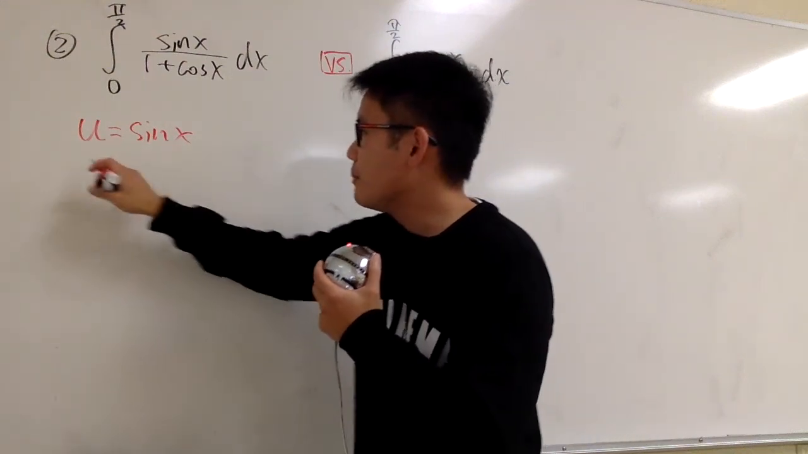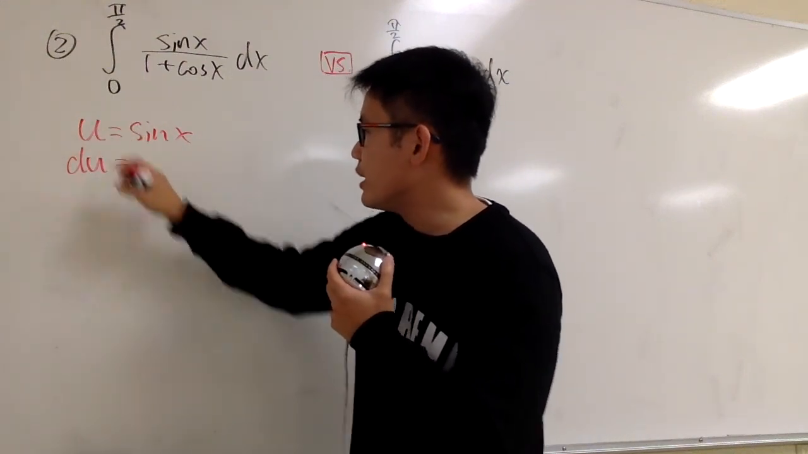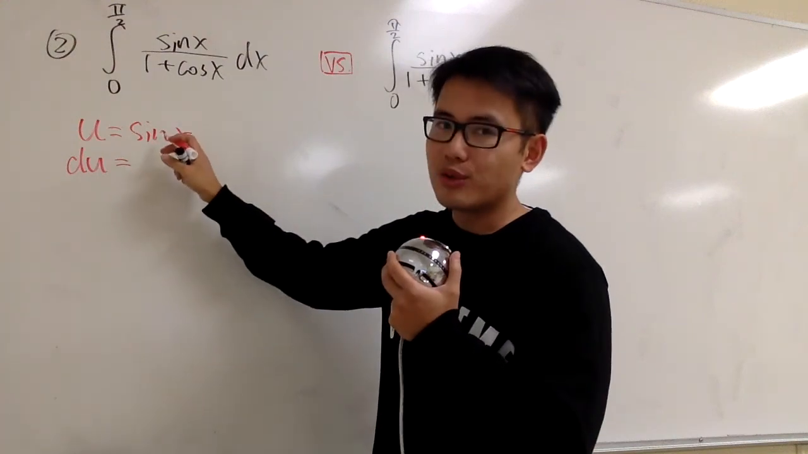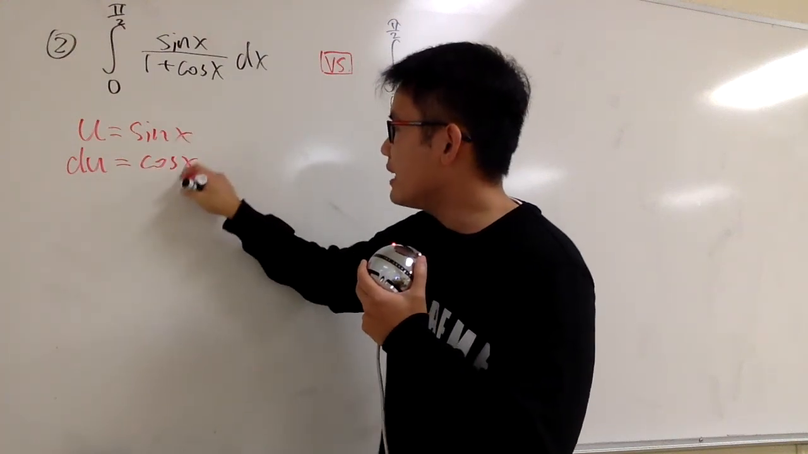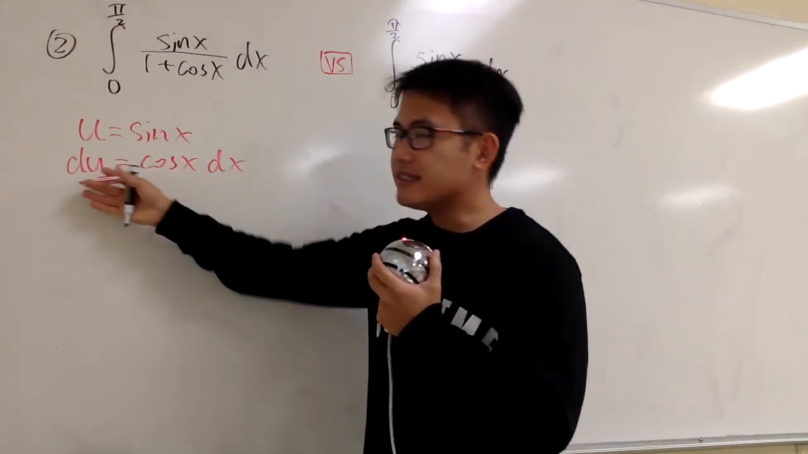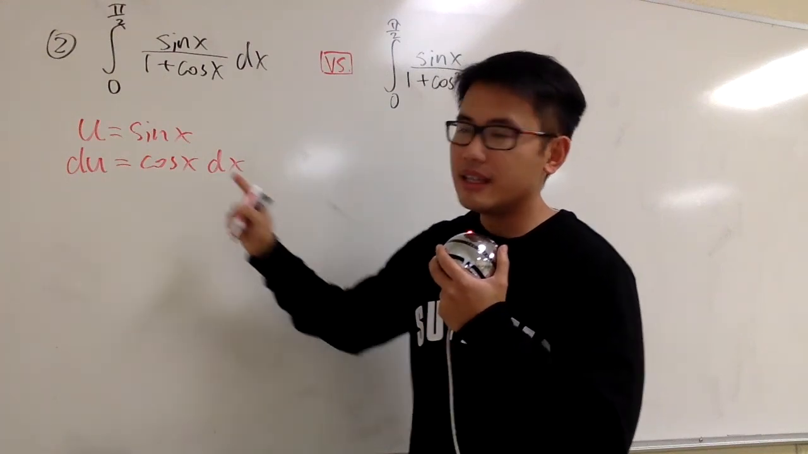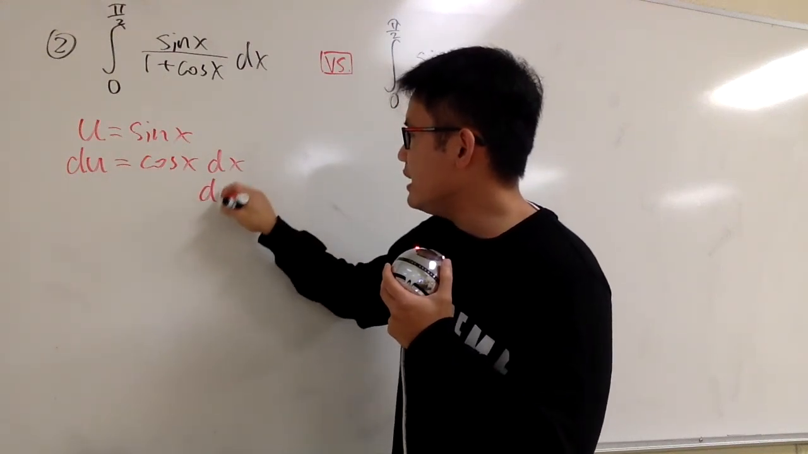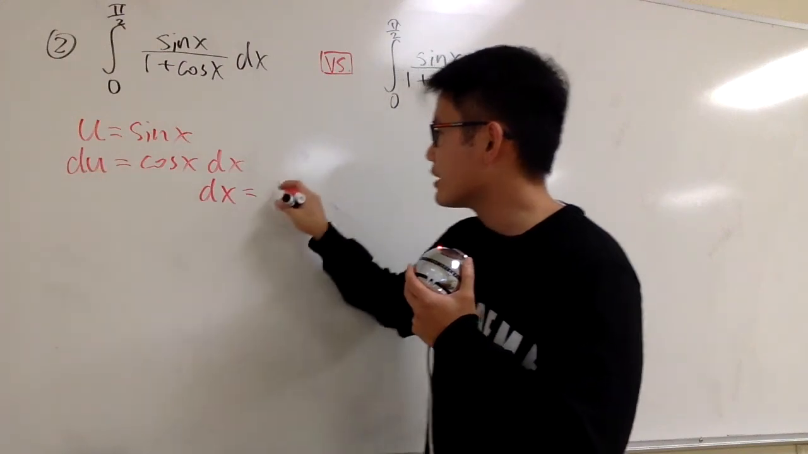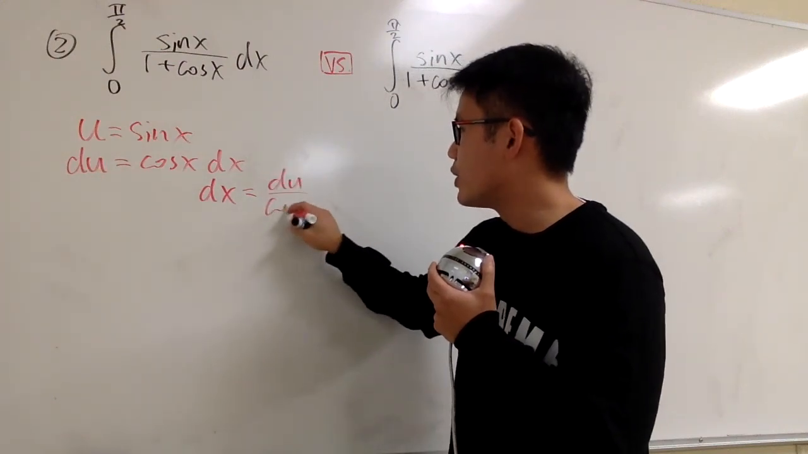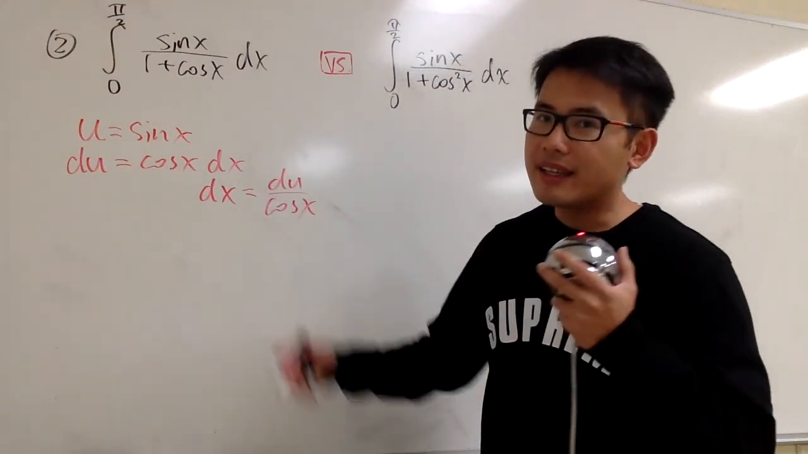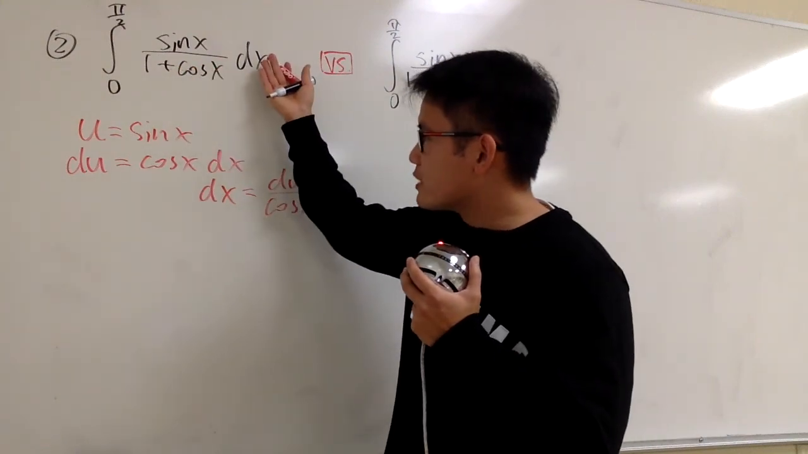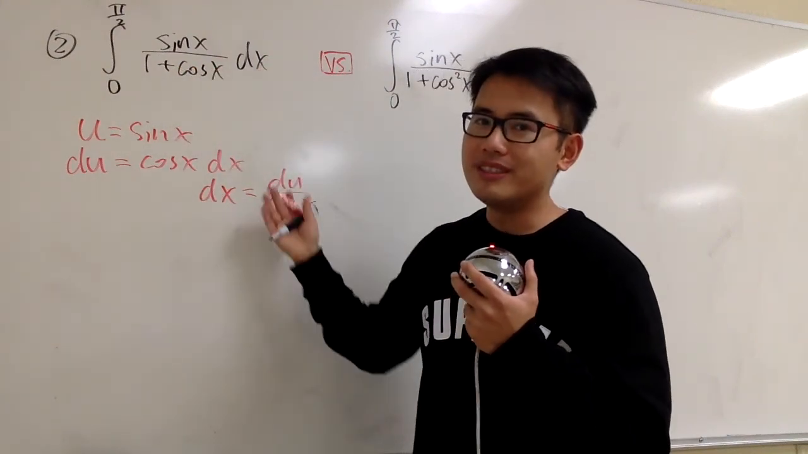Once you write this down, be sure you differentiate both sides. You get du, and the derivative of this is going to be cosine x. And don't forget the dx, and let's isolate the dx. Divide both sides by cosine x, we get dx is equal to du on the top over cosine x. And can we take the integral from the x world to the u world with all these ingredients?